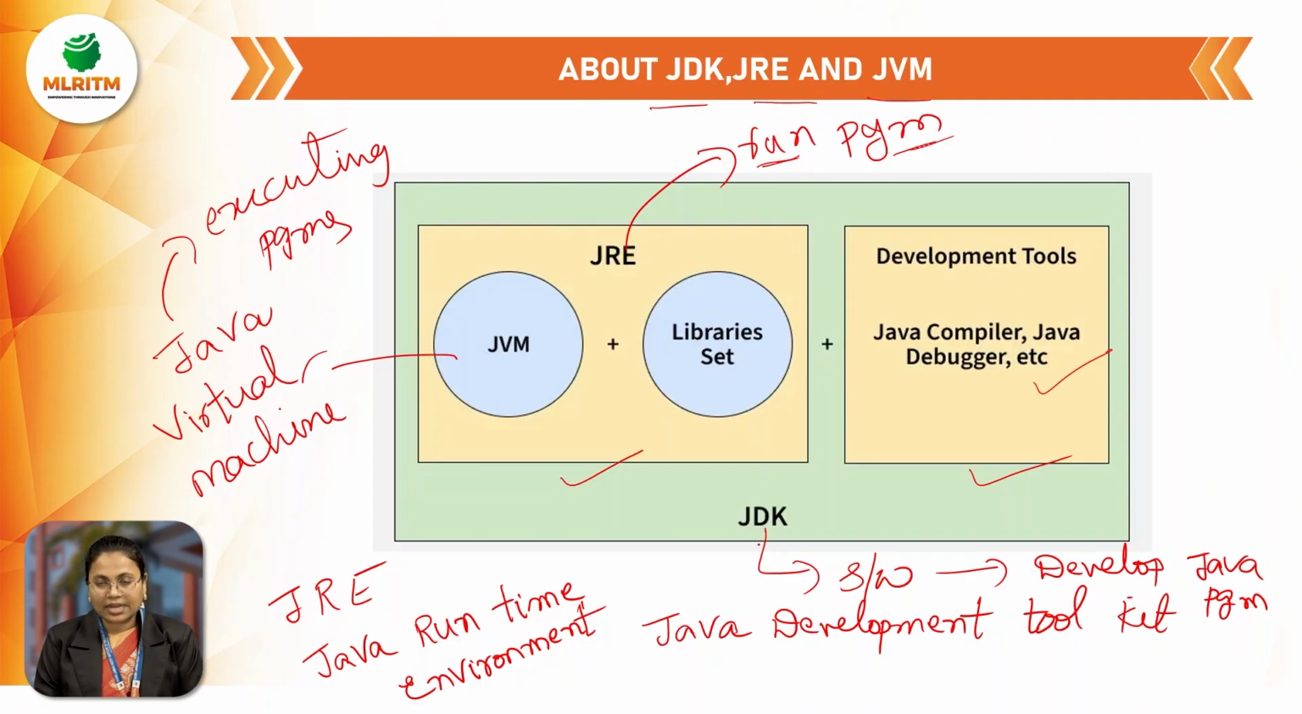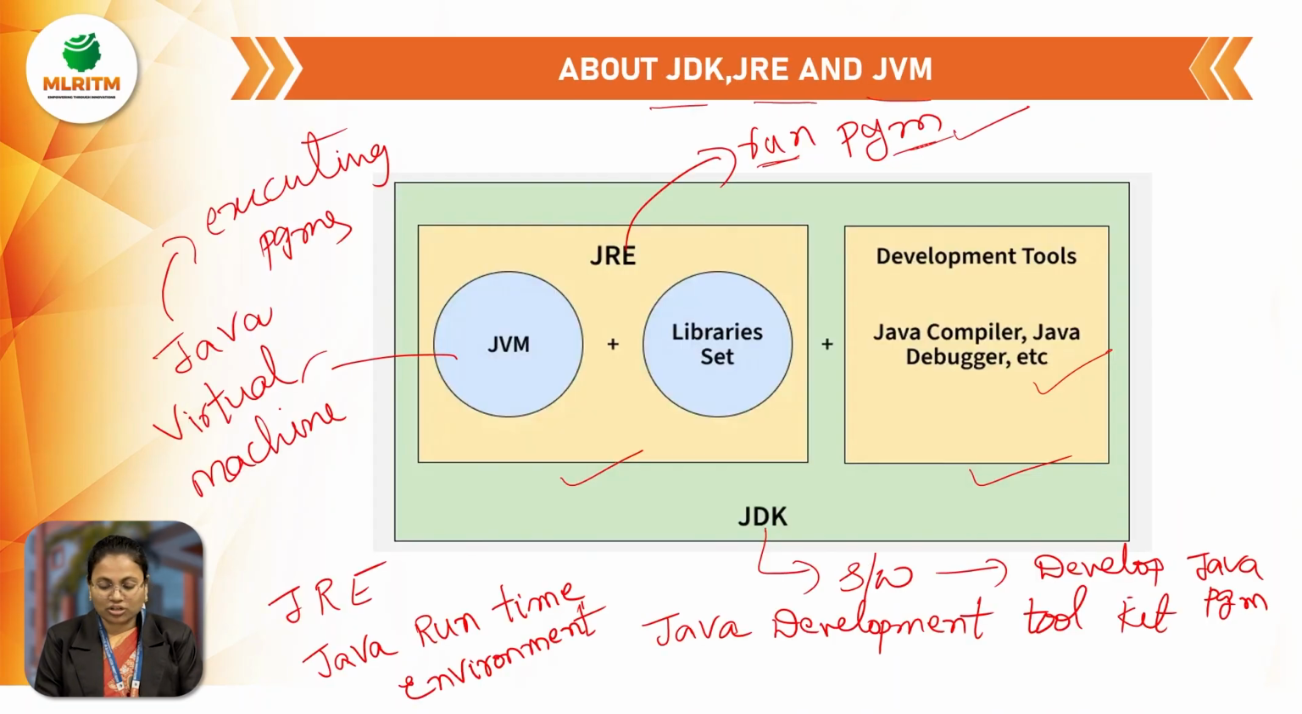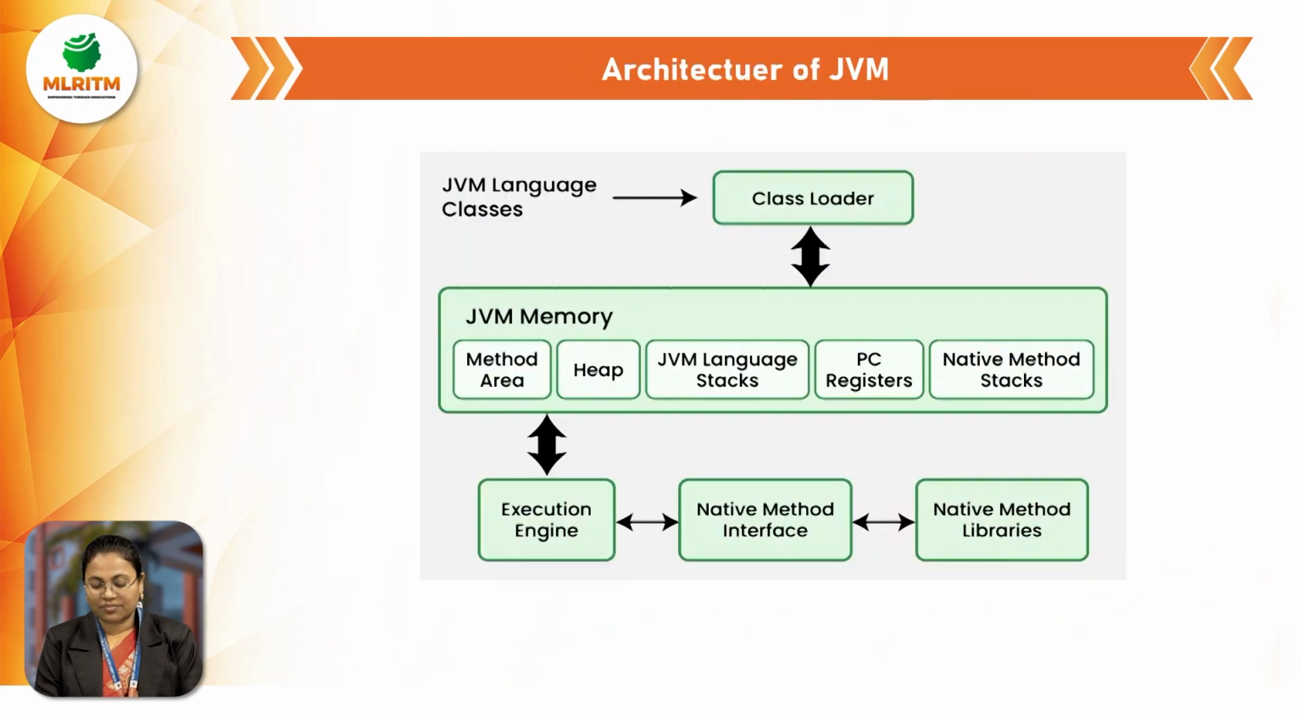So once again, JDK is a software tool used to develop Java programs, and JRE is nothing but Java Runtime Environment. With this, we cannot write the code for a Java program, but we can run the program just by using JRE. JVM is used to execute the Java program. So this was the basic structure of JDK, JRE and JVM.